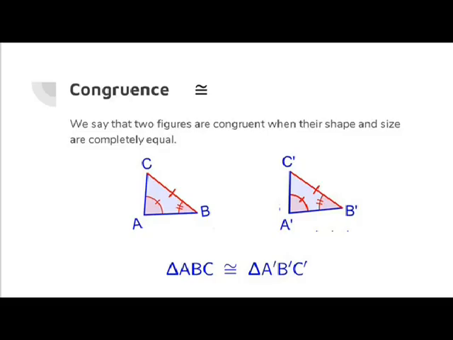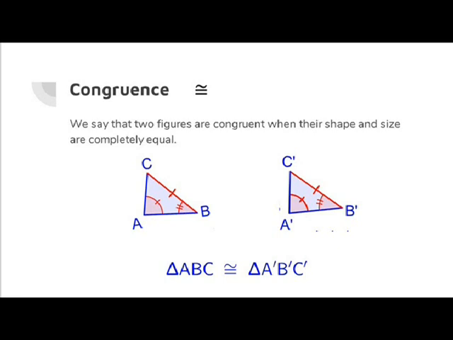The first concept is congruence. Its symbol is like an equal sign with a wave on top. We say that two figures are congruent when their shape and size are completely equal. So in this case we are looking at triangles ABC and A prime, B prime, C prime. Both triangles are congruent. They have the same sides and the same angles.